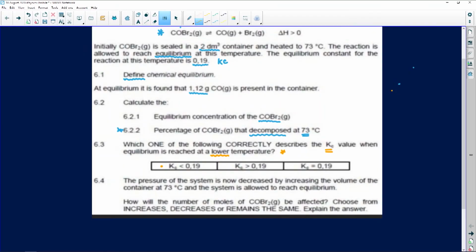Having a lower temperature affects the Kc: it will be less than 0.09, because when we reduce temperature, we are favoring the exothermic reaction.